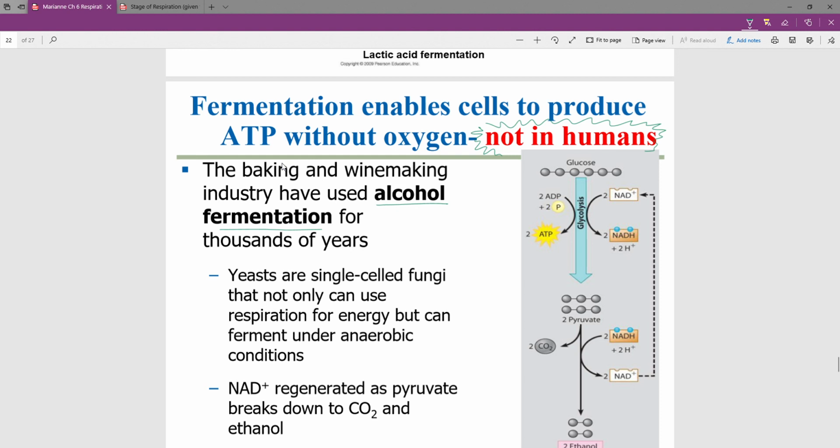that we use in winemaking and beer brewing, because the same thing happens, like it can still derive ATP with the glycolysis, but the byproduct is different. Instead of lactic acid this time, it's alcohol, it's ethanol. And so that's the process. It keeps the cells alive because you get some amount of ATP production, but the byproduct is alcohol.